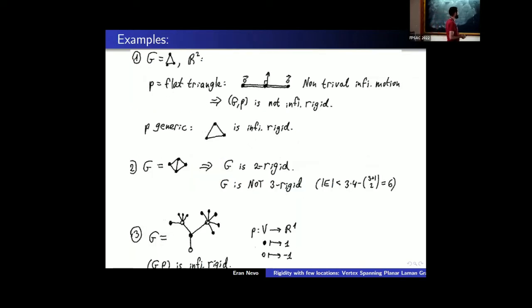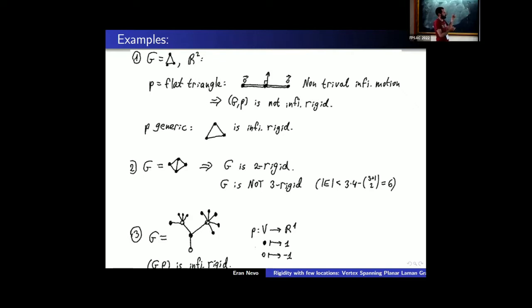So here are some examples. Let's take our graph to be the triangle, and we embed it into the plane. Let's first consider a degenerate embedding, the flat triangle. Here the rank wouldn't be the maximal possible because there is a non-trivial element in the left kernel of the matrix.